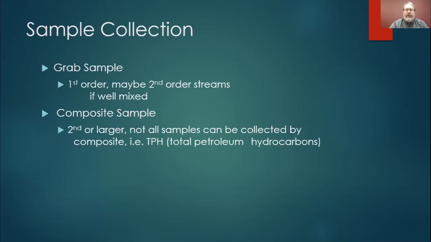A composite sample is where you take a bunch of samples, mix them all together, and then take your sample for the lab out of one container. Just take into consideration that some samples, like your petroleum products, oils and stuff like that, cannot be taken in a composite sampler, because some of your sample will stick to the inside of the container, and then you'll lose that analysis, that concentration, from your sample.